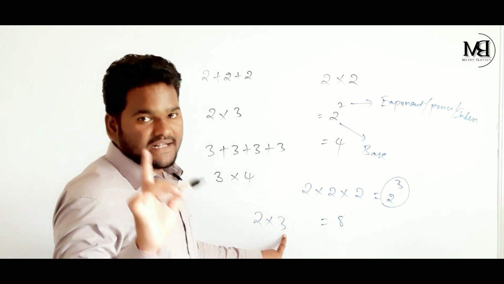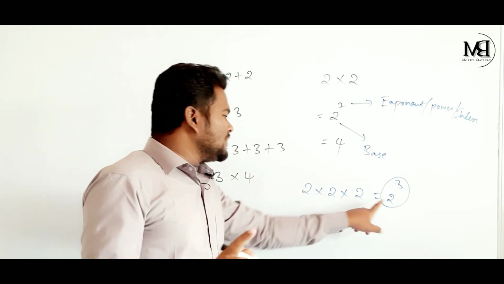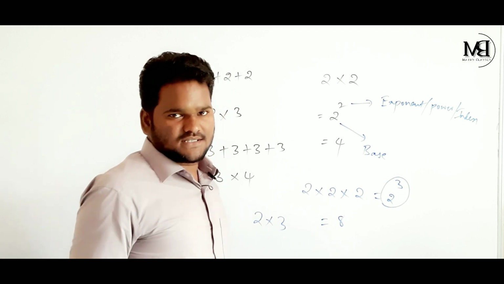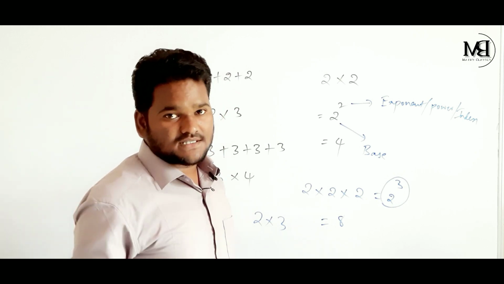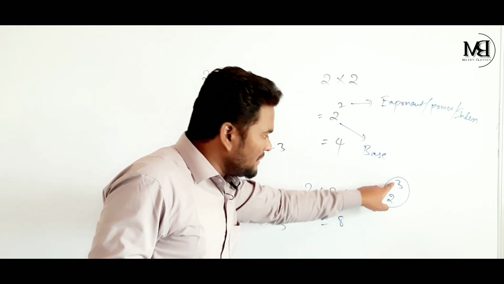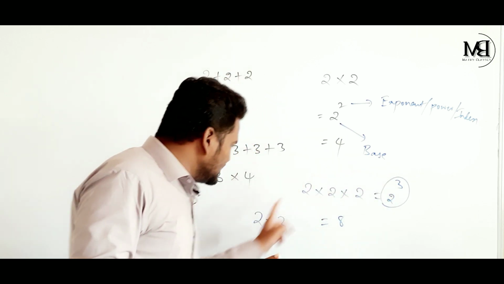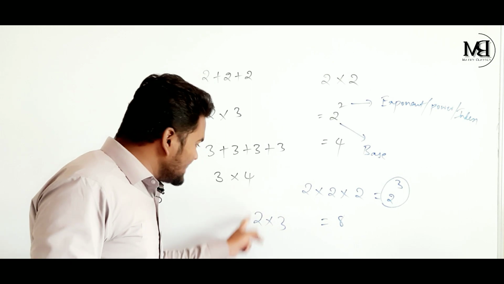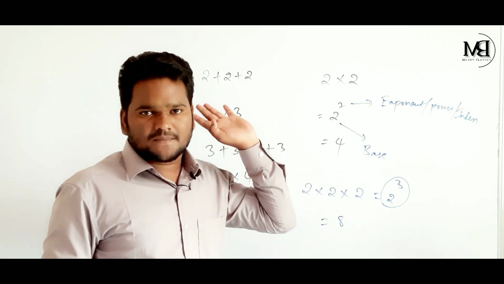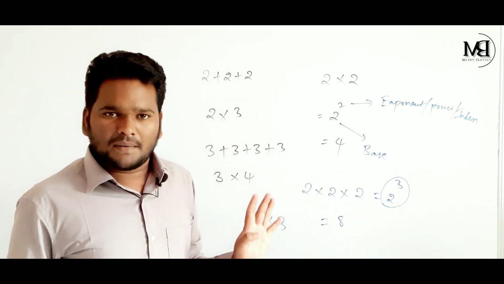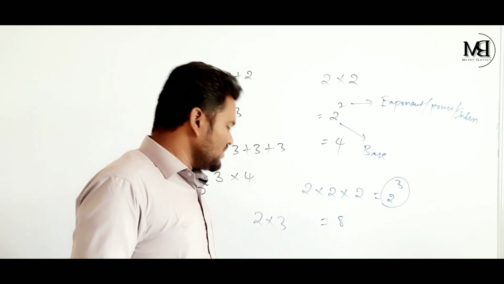This is the difference, my dear children. So don't think 2 power of 3 is equal to 6. Don't make these mistakes. Got my point? 2 power of 3 means 2 is multiplied by itself 3 times, and 2 into 3 means 2 is added to itself 3 times. This is the difference. Got my point? I think you have understood.